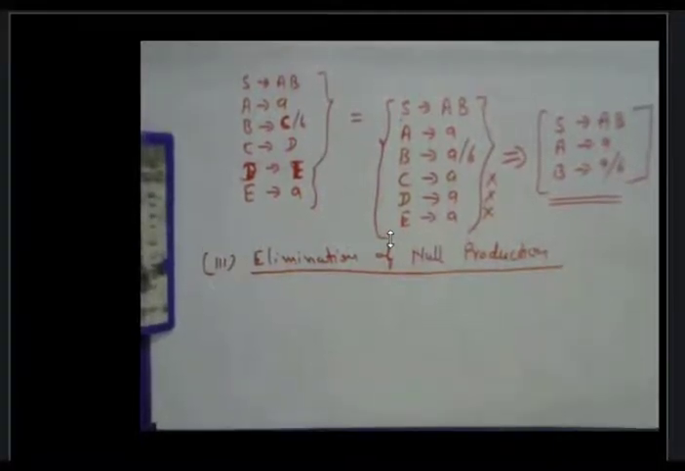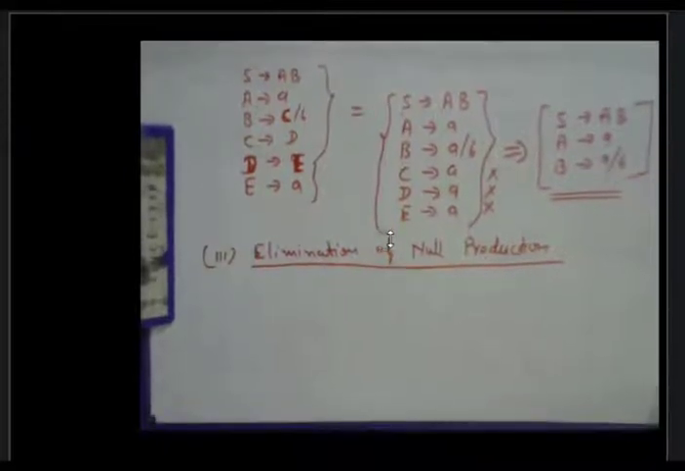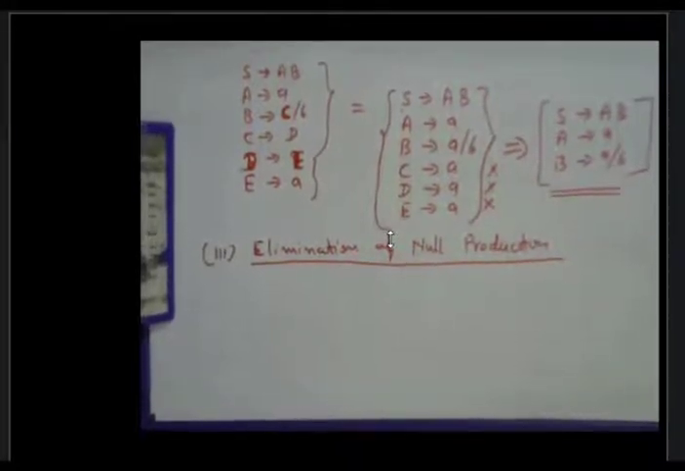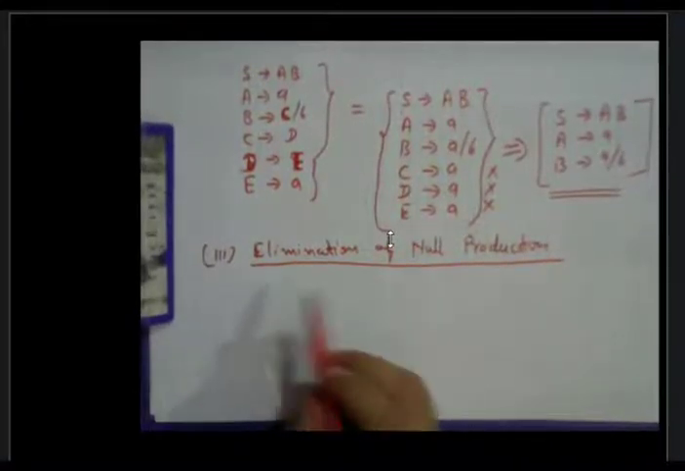How to eliminate the null production in the grammar? If there will be null production on the right hand side of the grammar, and you want to remove this type of useless symbols in the grammar, then how to make a suitable grammar which is useful for the derivation of the language. Now suppose an example.